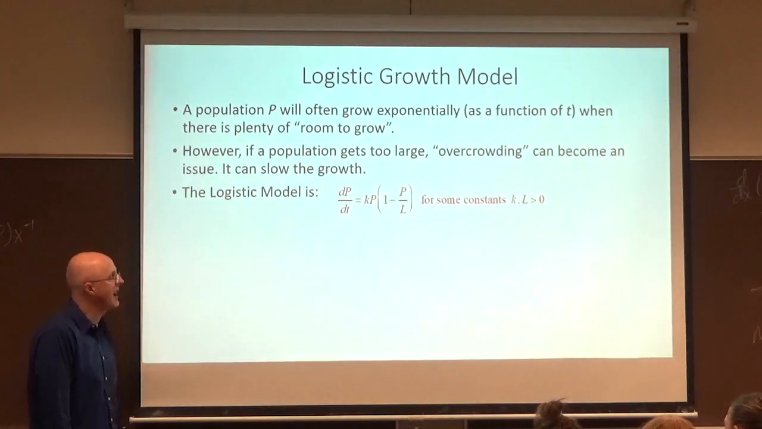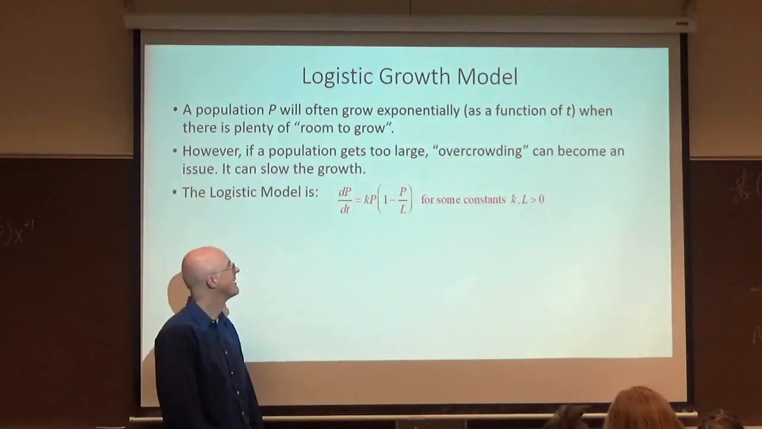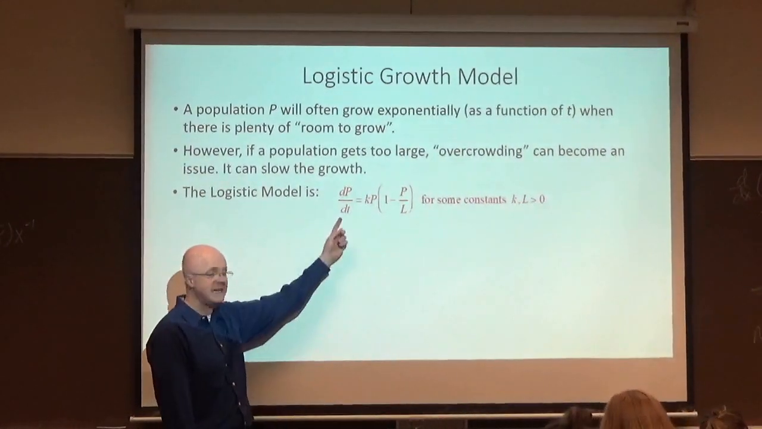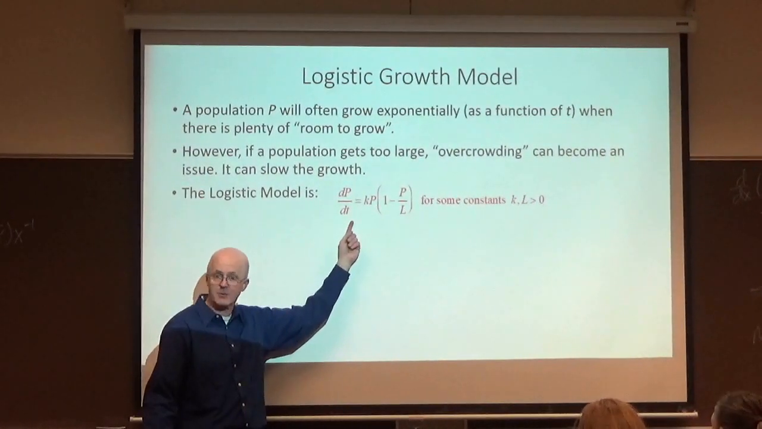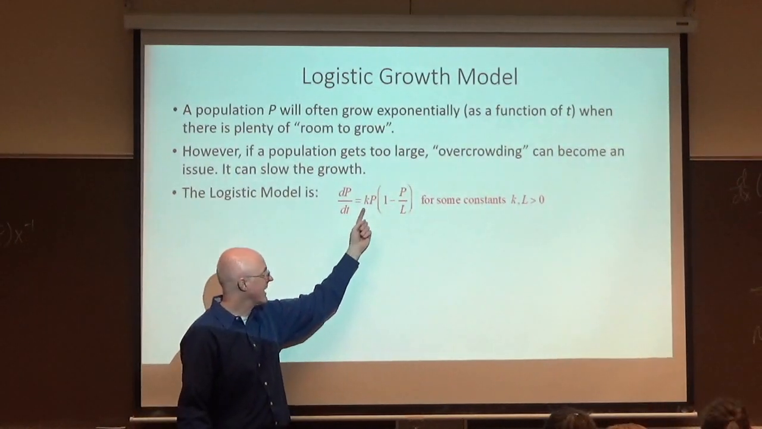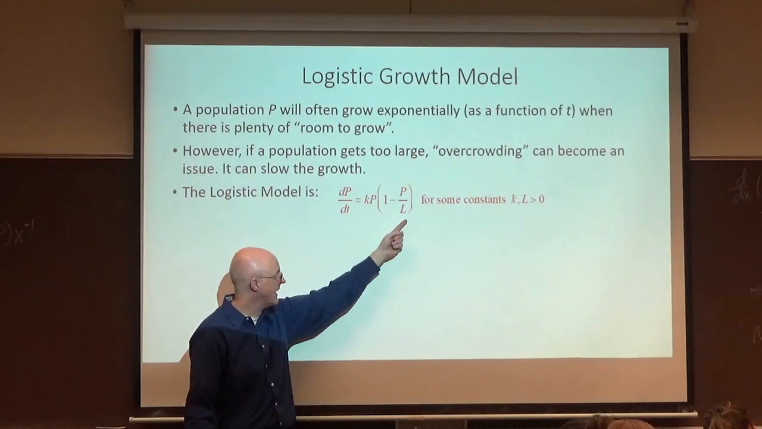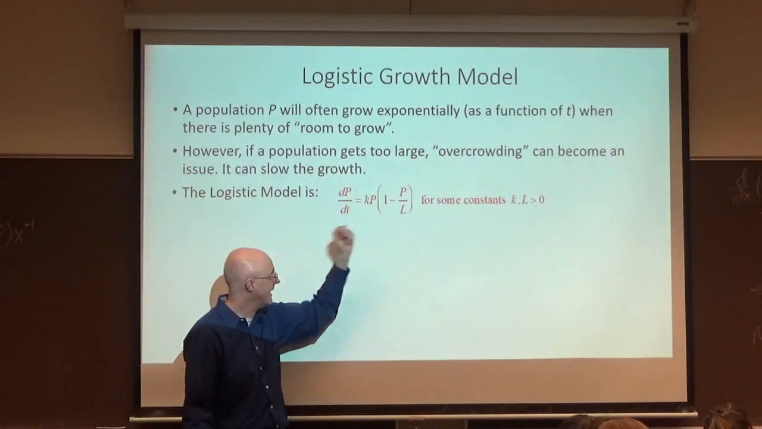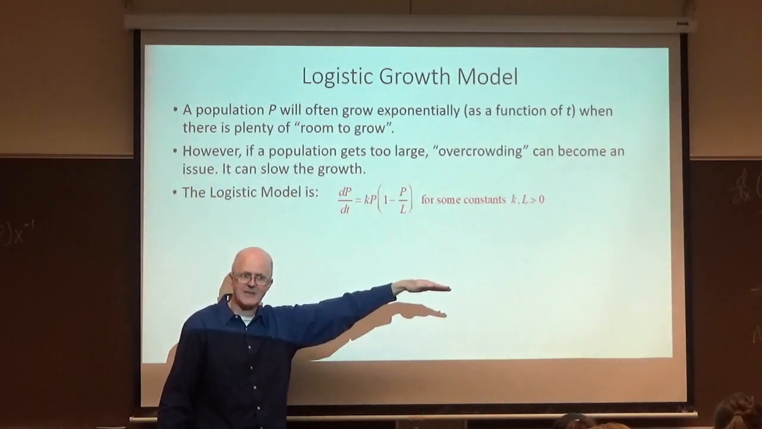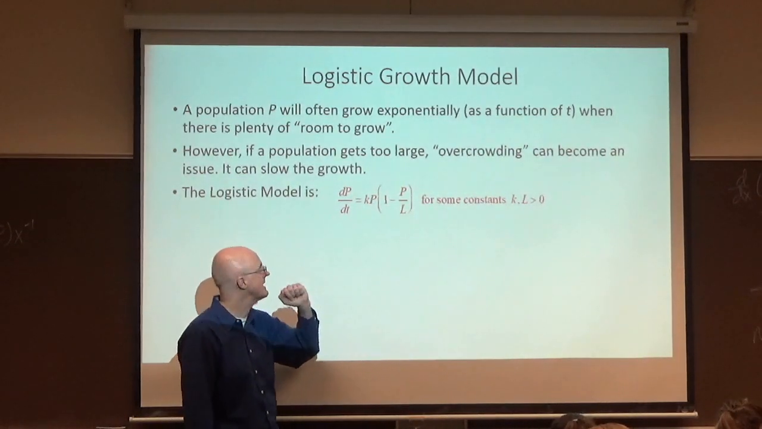Here is the logistic model. This is the differential equation I wrote down last time. dP/dt, the rate of change of the population with respect to time, is some constant k, a positive constant, times P times 1 minus P over L. L is also some positive constant. L is the carrying capacity. L for limit because the solutions will approach that as a limit as t goes to infinity.